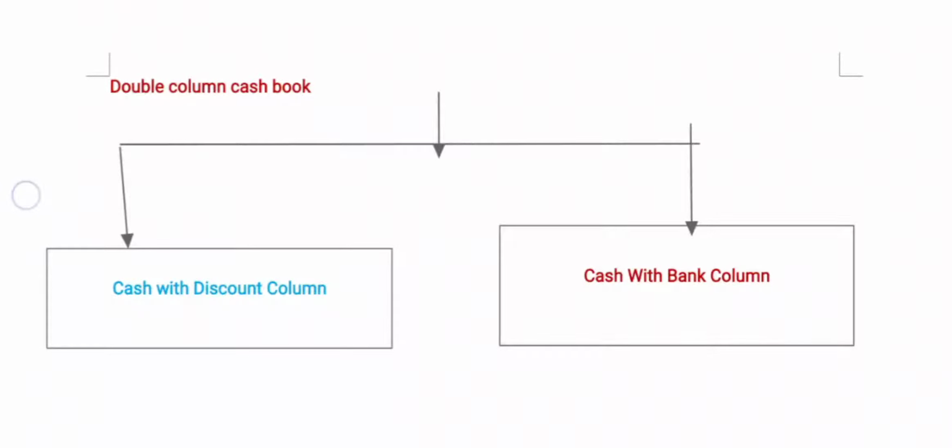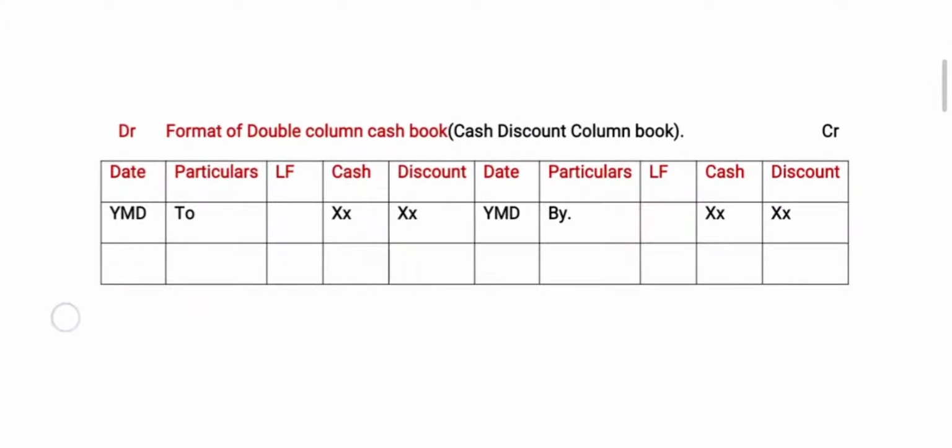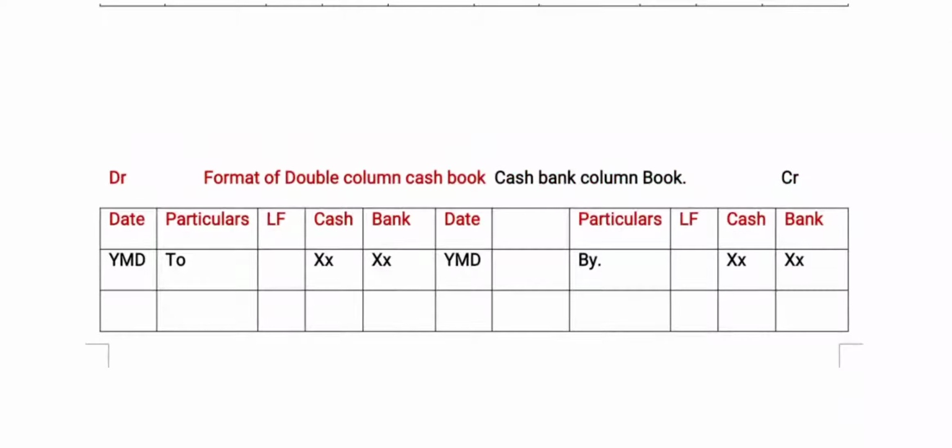It has two parts. One is cash with discount column, another one is cash with bank column. Now we are going to the format of the problem we are going to prepare. We should know about contra entry. Now we are coming to contra entry. What do you mean by contra entry?